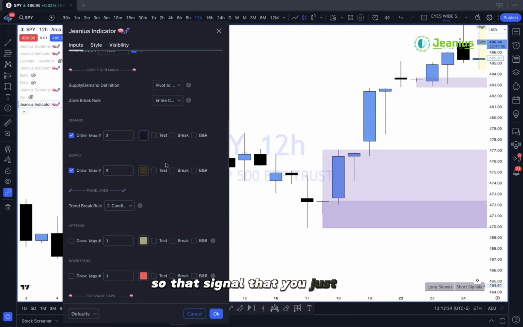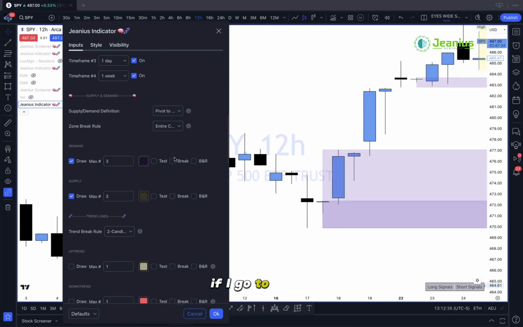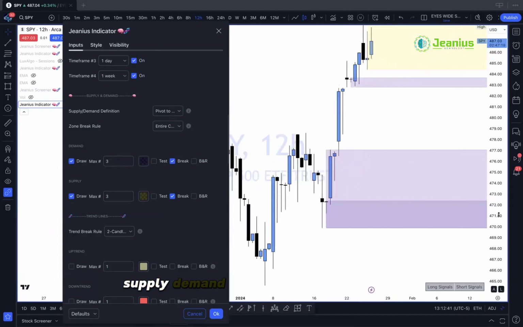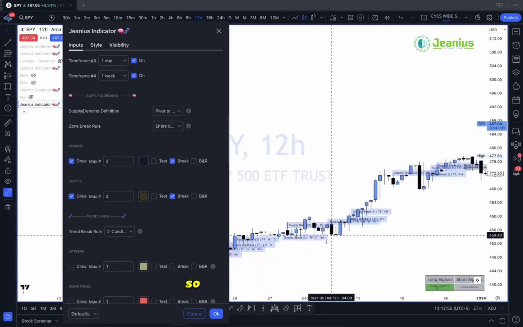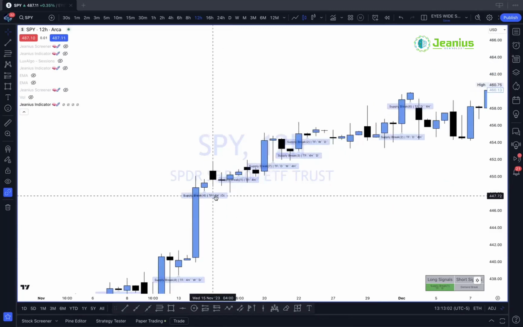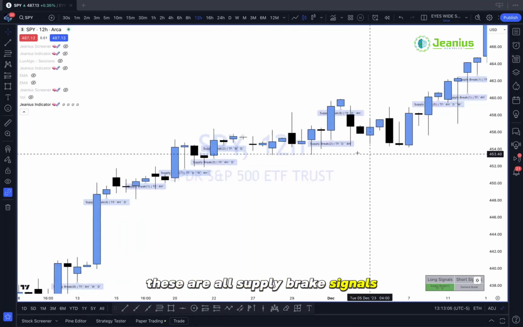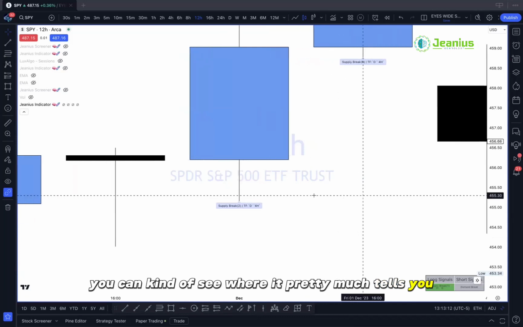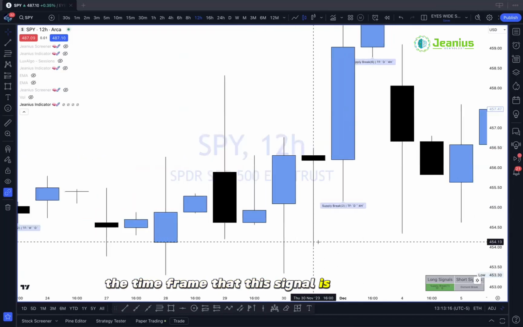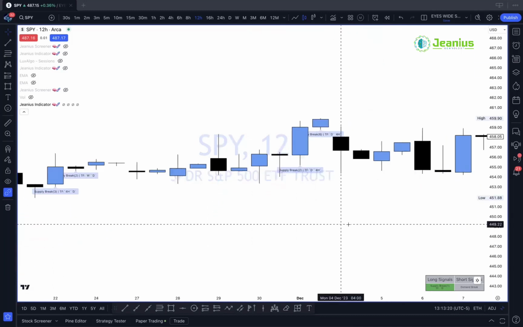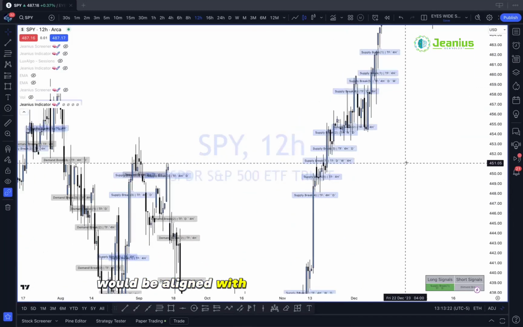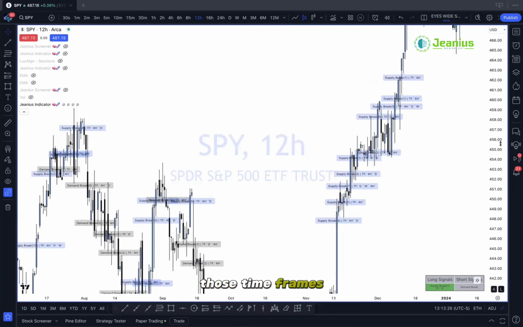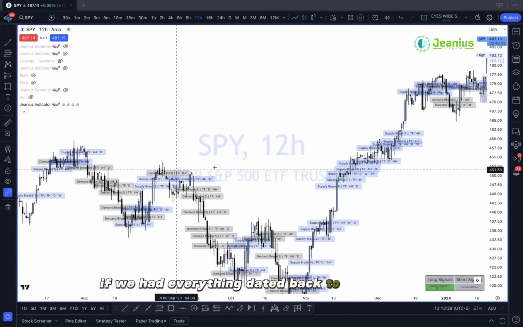So that signal that you just saw pop up was just telling me that this is where price was testing a demand. If I go to break, this is just going to tell me where supply and demand has broken at some point. So as you can see here, a supply break signal was here. These are all supply break signals. And on the signal itself, you can see where it tells you the time frame that this signal belongs to, which says the daily, 4 hour. Mind you, these signals would be aligned with what we would be seeing on those time frames if we had everything dated back to these areas.